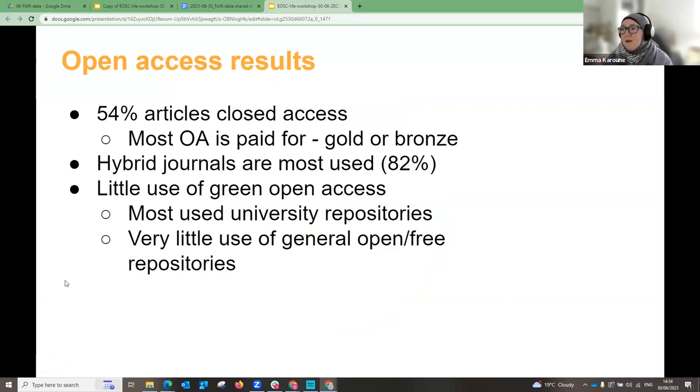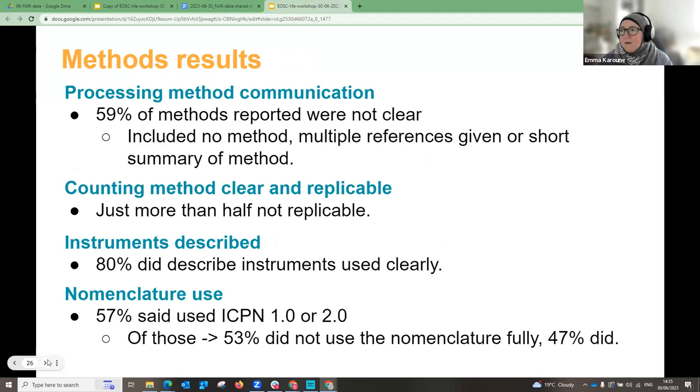We had some, mostly the open access were the paid type, so gold or bronze open access. What we did find is that there's very little use of green open access. So that's something we really want to say, is that green open access is free. So if you can't afford the gold open access, please make sure that you put your articles out somewhere in a repository for free so people can see them. And that is allowed with most journals. So it's a good idea to do that, to make your research open for everybody.